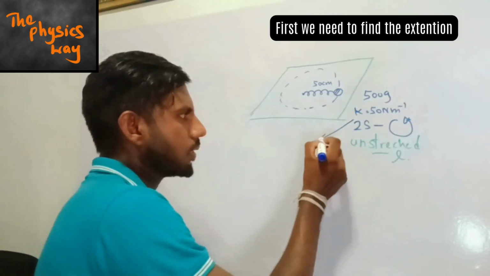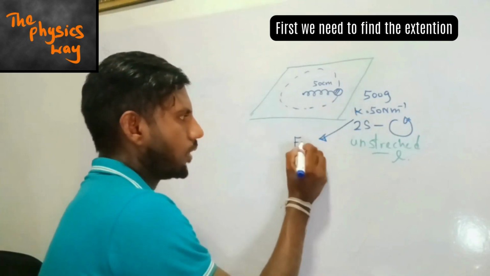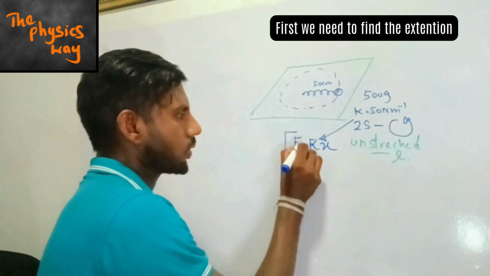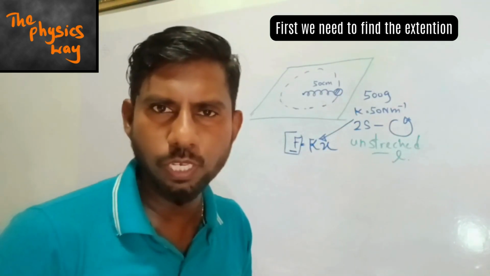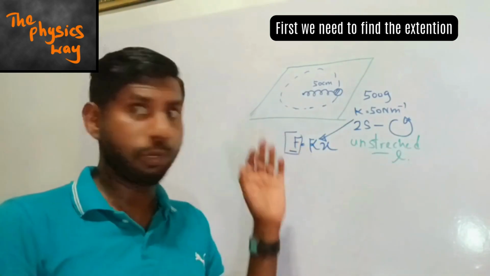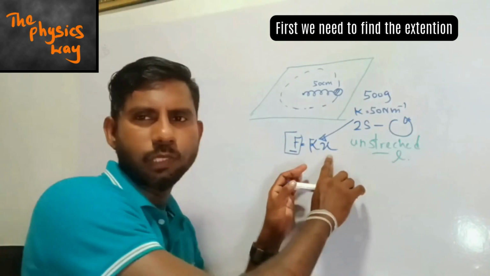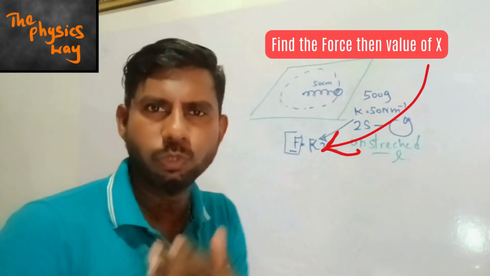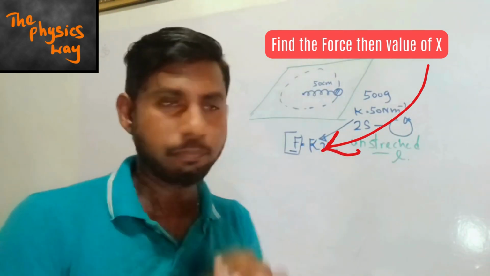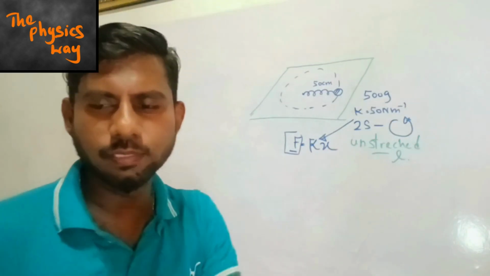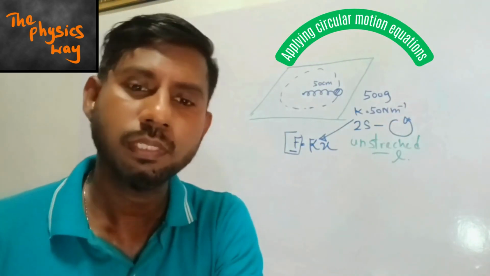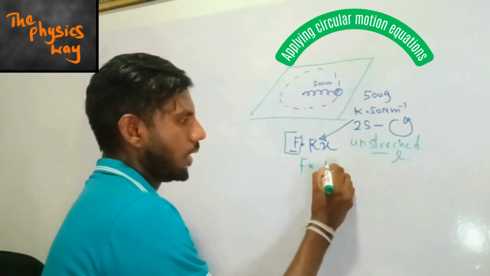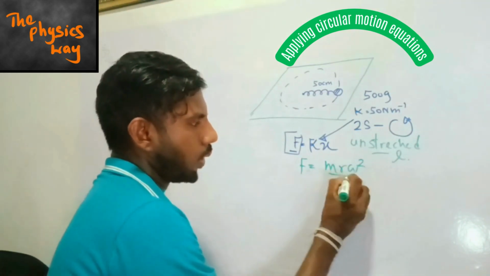They have given us the spring constant, so F equals kx, right? If I can find the force when it is in the rotation, then I can find the x value, the extension value. So 50 minus x, we will be getting the unstretched length, right? So let's find the F value. We have to apply circular motion, right? For circular motion, F equals m r omega squared, right?